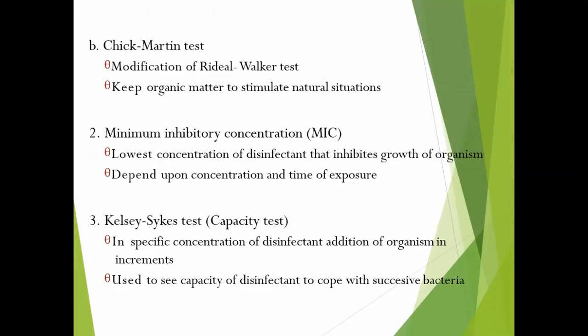And number B is the Chick-Martin test, a modification of the Rideal-Walker test. It keeps organic matter to simulate the natural situation. Number 2, minimum inhibitory concentration: the lowest concentration of disinfectant that inhibits growth of the organism, depending upon concentration and time of exposure.